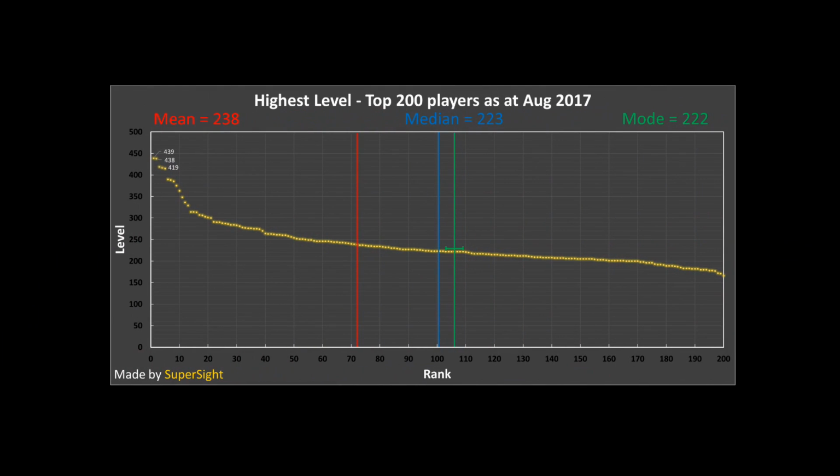Okay, moving on to this one here, which is the highest level. Now the highest level player as of August 2017 is officially level 439, followed by 438, so it's very, very close. Those top 5, really, really up there. I think that's about 5 above 400, all the way down to players being less than 200, which is amazing.